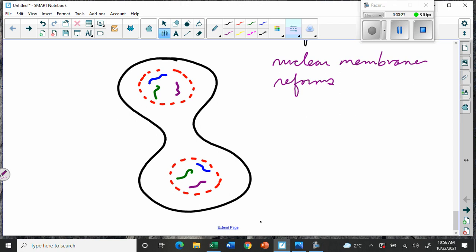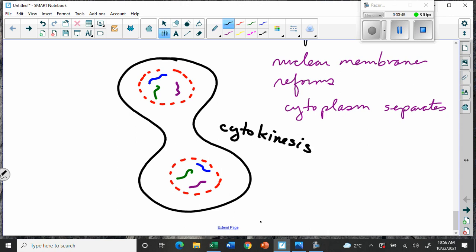And then the cytoplasm separates like this. We call this cytokinesis. The movement of the cytoplasm. Kinesis means to move. So what's happening is these are pinching inwards. And eventually what will happen is this will lead to a complete pinching off at the end of telophase. So this would be the early telophase.